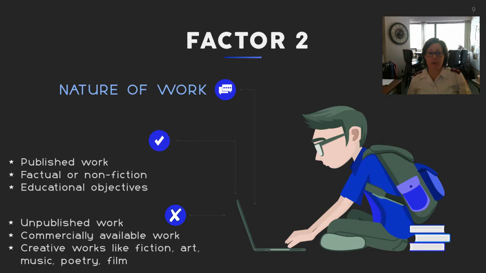Opposing fair use are the following: if it's an unpublished work, if it is commercially available and can be purchased for use, and if it is a creative work like fiction, art, music, poetry, or film. These things are particularly protected by fair use because they involve a level of creativity that is unique to an individual.